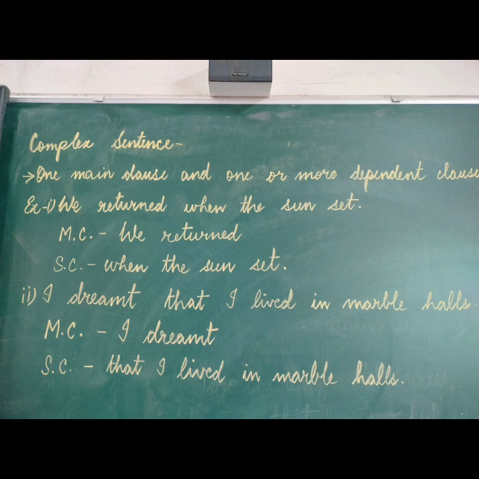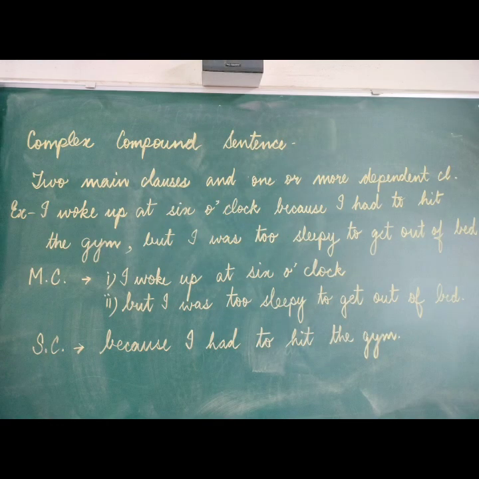Clear? The next type of sentence is the complex compound sentence. Now this type of sentence is complex also and it is compound also. ठीक है, तो compound sentences में क्या होता है? Two main clauses होते हैं. Complex sentence में क्या होता है? There is one main clause and one or more than one subordinate clause. अब इन दोनों को जब जोड़ देते हैं, then we get the complex compound sentence.